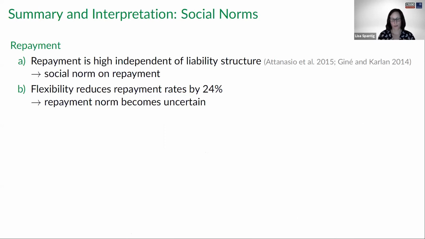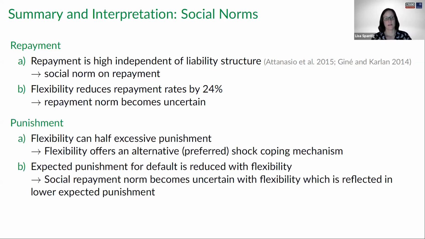So to summarize and to put forward our interpretation, we see that repayment is high independent of the liability structure, and that has also been found in some, not all, field experiments. We say this might be explained with a social norm on repayment. We do see that flexibility reduces repayment rates by 24%, which we interpret as evidence that the norm is becoming uncertain. For punishment, we see two features of flexibility. On the one hand, it can reduce this excessive punishment, so it's really beneficial. But on the other hand, it also gives rise to a cheap way to default on your loan repayments. And again, we see this as punishment reflecting the prevailing social norm, and given that the norm is less certain with flexibility, the punishment is reduced.